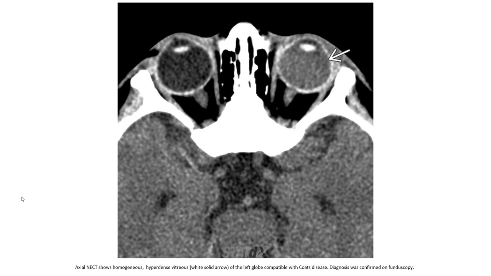Axial non-contrast CT shows homogeneous hyperdensity compared to the vitreous of the globes, compatible with Coats disease. The diagnosis was confirmed on fundoscopy.